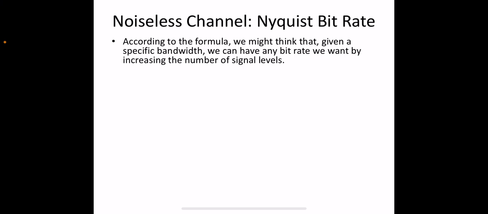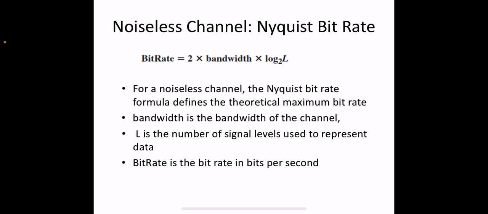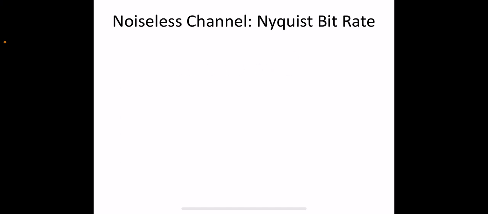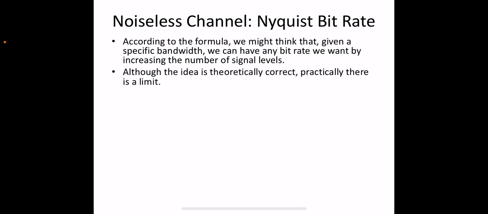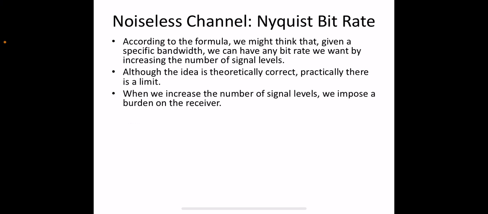According to that formula, we may think that given a specific bandwidth, we can have any bit rate we want by increasing the number of levels, right? The number of signal levels is selected by the user, so if we increase the number of levels, the bit rate can also be increased. That is directly proportional to this L. Theoretically that is correct, but practically there is a limit.